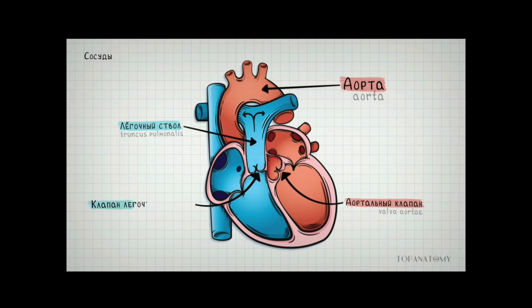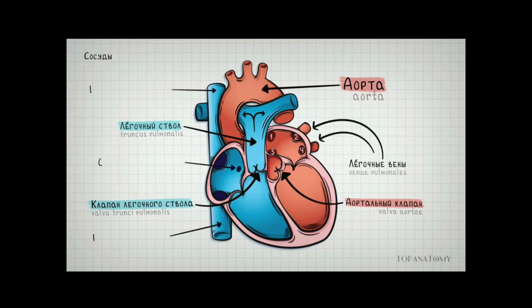Four pulmonary veins enter the left atrium, and the superior and inferior vena cava enter the right atrium, as well as the coronary sinus of the heart.